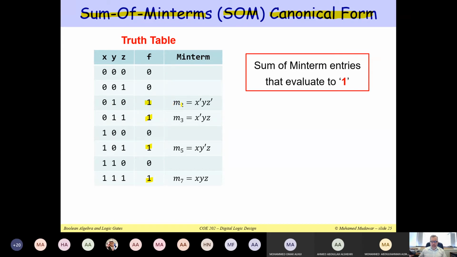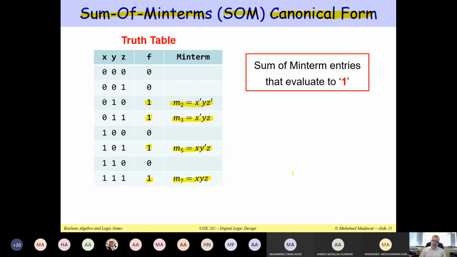So 0, 1, 0, this is index 2. So this is minterm 2. It will be x prime, y, z prime. 0, 1, 1, this is index 3. So therefore, minterm sub 3 is x prime, y, z. I also have 1, 0, 1. This is minterm 5: x, y prime, z. And I have 1, 1, 1. This is minterm 7, which is x, y, z. So these are the ones of my function.